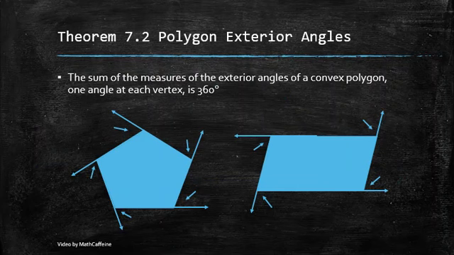The polygon exterior angles theorem states that the sum of the measures of the exterior angles of any convex polygon is 360 degrees. If we look at a pentagon, the arrows point to where the exterior angle is. These angles go around any polygon, therefore its angles add up to 360 degrees, or one full circle. If we look at the quadrilateral, we can say the same about its exterior angles. They add up to 360 degrees.